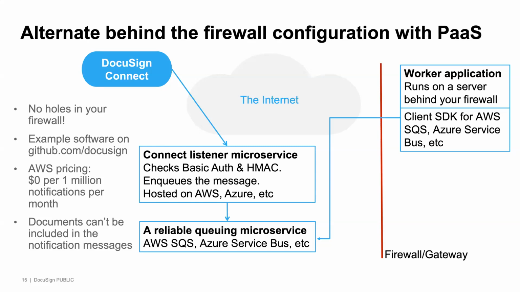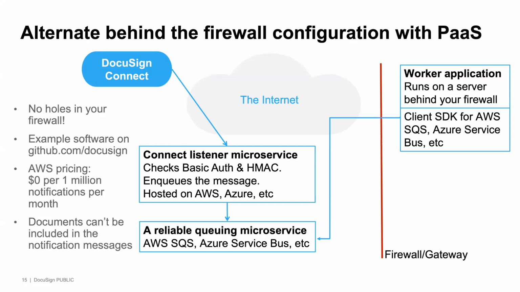What you do is you set up a Connect Listener microservice, and it runs on, for example, AWS or Azure or Google Cloud or whatever you want. And this microservice gets kicked off every time a message comes in from DocuSign. And what this does is a couple of things. The first is it checks the basic authentication and HMAC, to make sure that they're kosher. And then the next thing it does is it enqueues the message onto a reliable queuing microservice. Actually, it's probably not micro, just service would be the better term there.